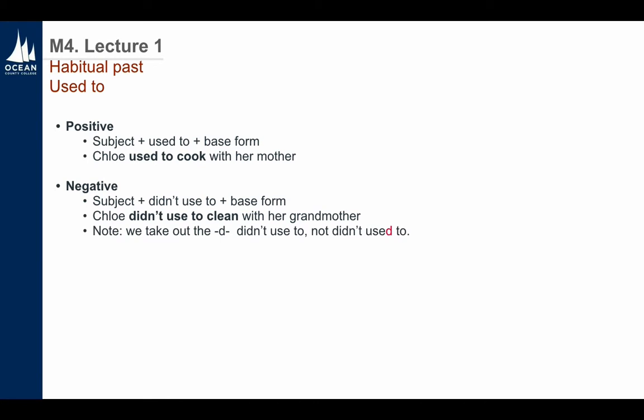Now this is important to note. You'll see in the first positive sentence, used to has a D, but in the second, there is no D. So we take out the D and we say didn't use to, not didn't used to. Now they sound the same, but they are spelled differently. So we only use the D in the positive form. There's no D in the negative or question form.